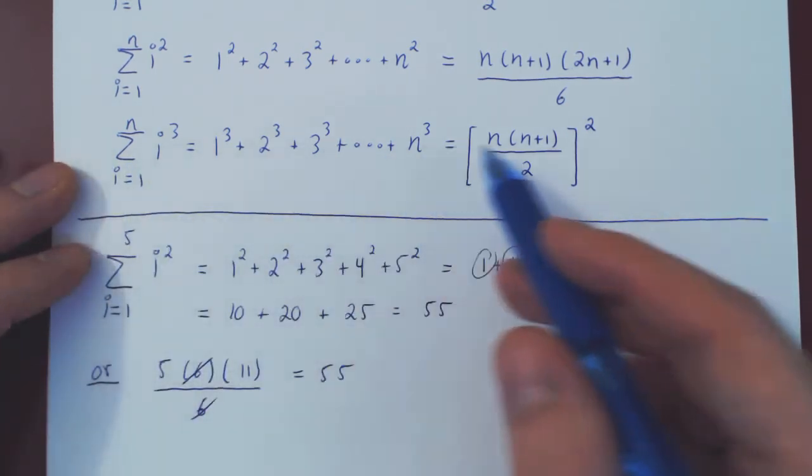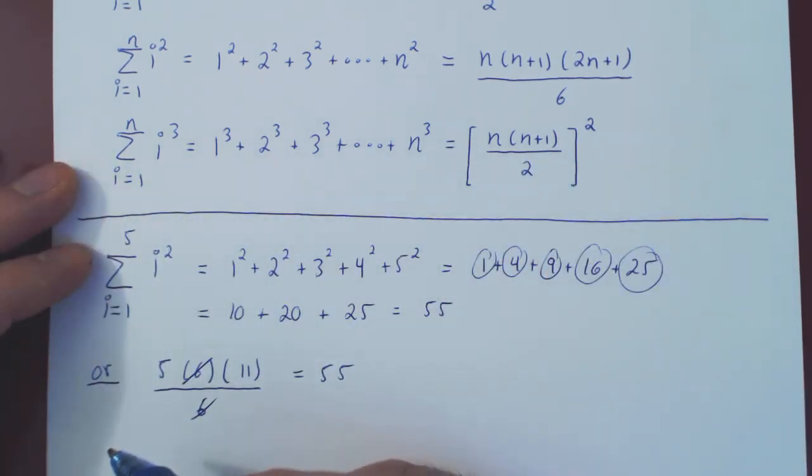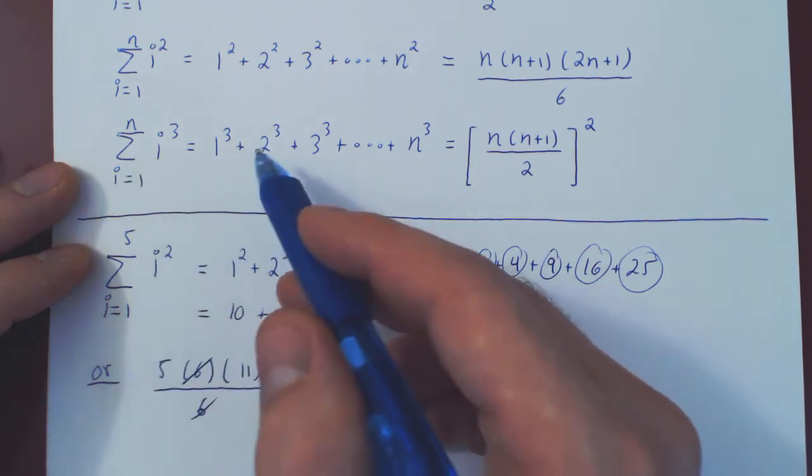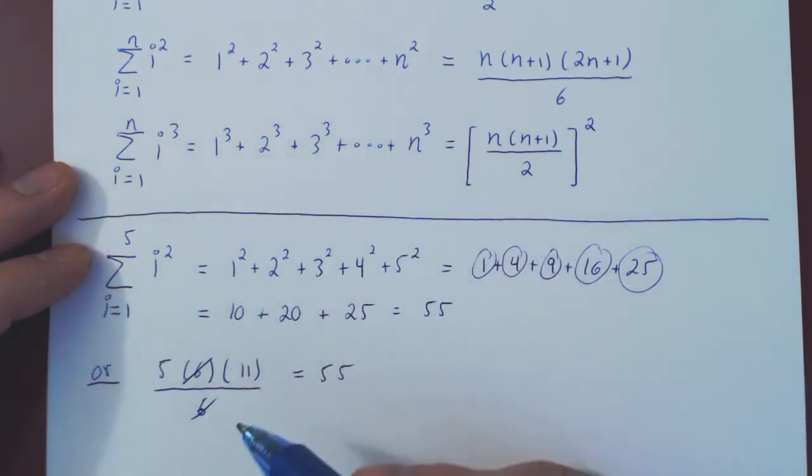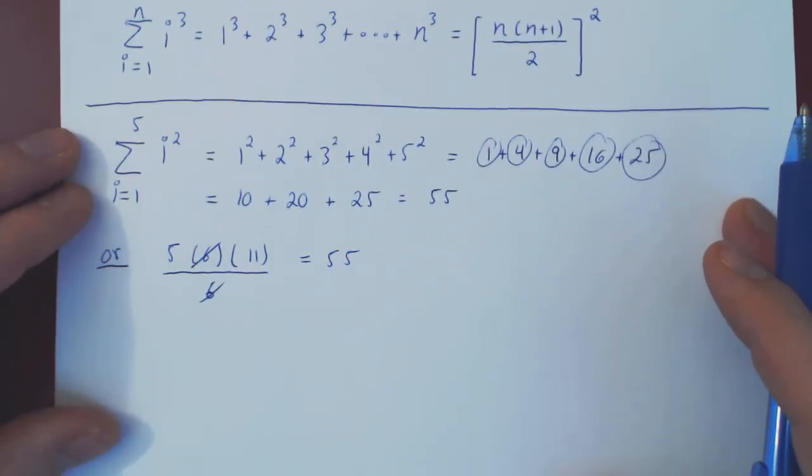Let's look now at the cubes. Let's go up to, say, just 3, as these are getting large very quickly. So we'll sum the first 3 cubes.